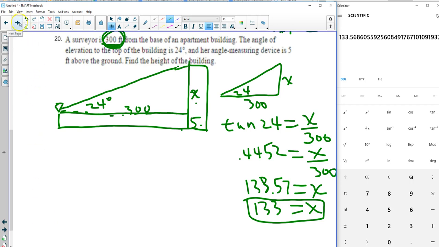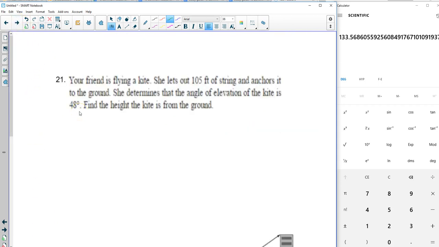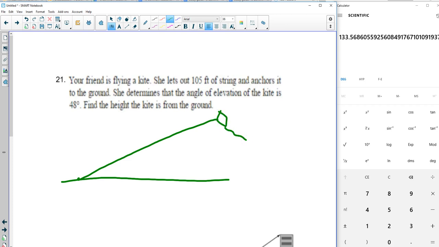All right, let's see what's on the next page. Your friend is flying a kite and she lets out string 105 feet and anchors it to the ground. She determines that the angle of elevation to the kite is 48 degrees. Find the height of the kite from the ground. Okay, so now she has the ground here. She anchors the kite. So the string is just up here. She got the kite here. Don't be hating on my artism.